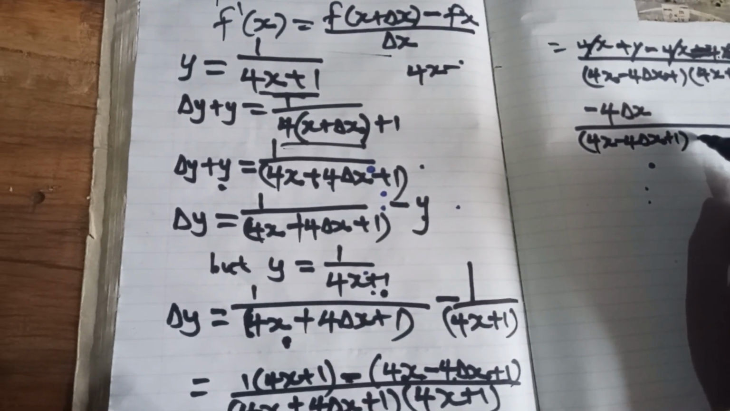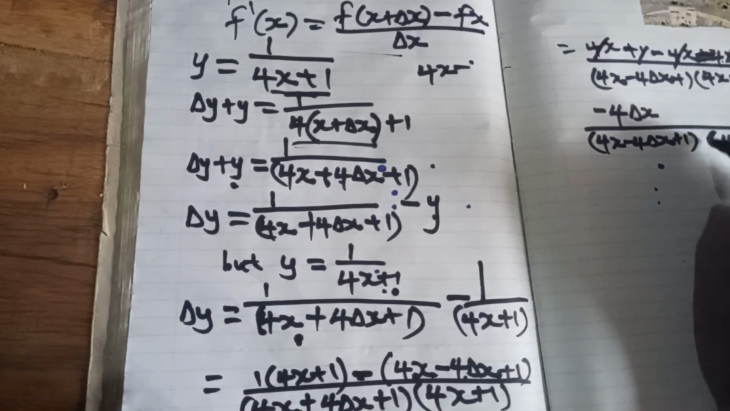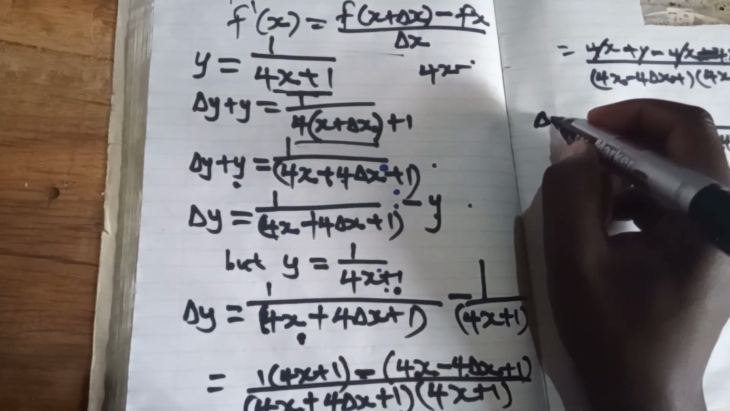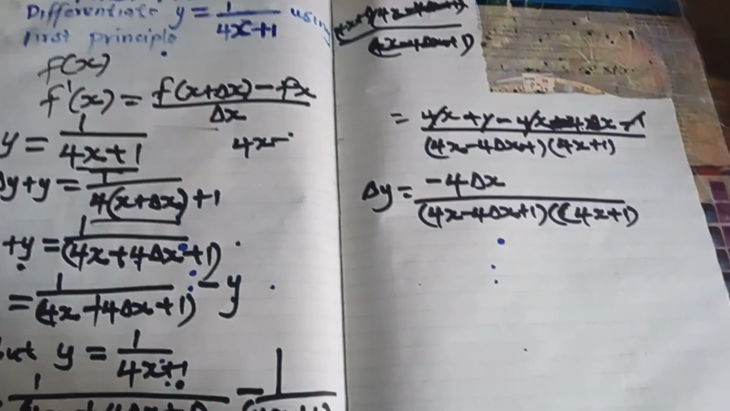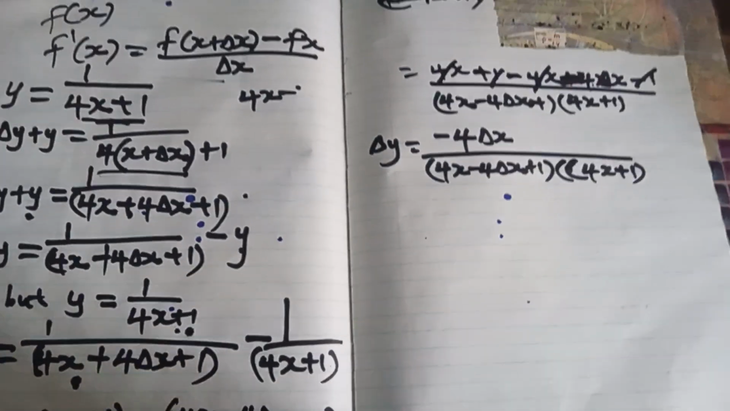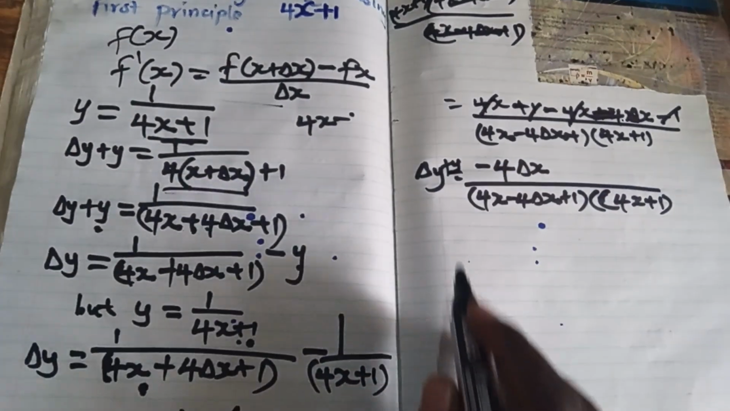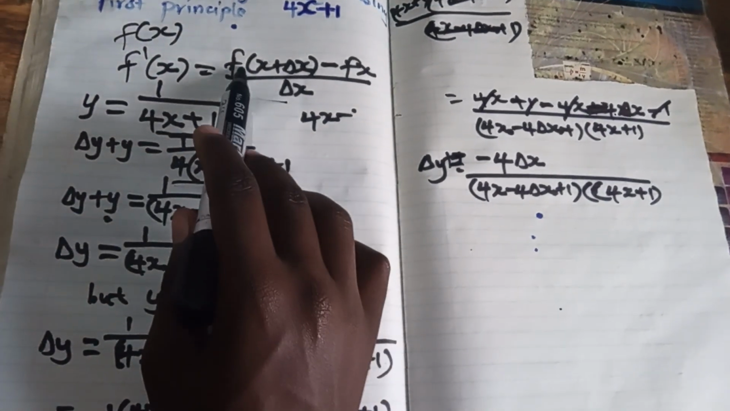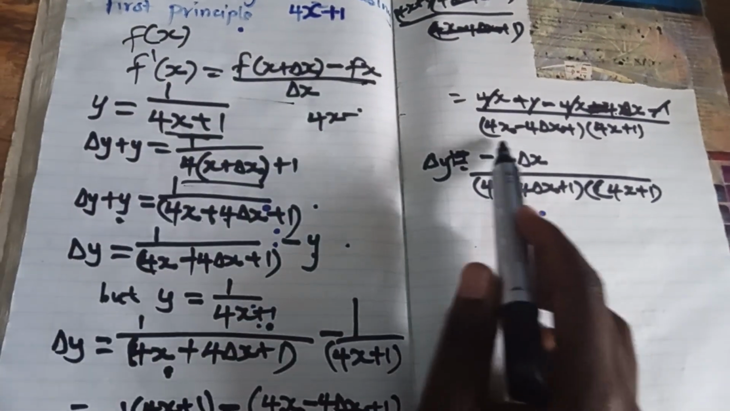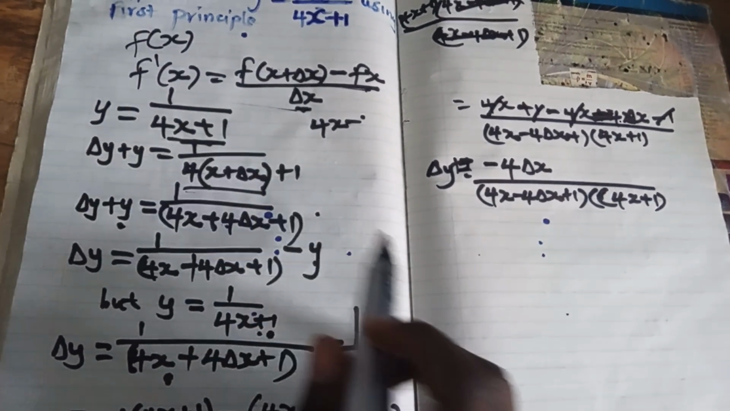Then we say in brackets we have 4x plus 1. Are we getting it? So this was change in y being equal to this one. Then what we do, it was change in y, yeah, change in y. We have to divide through. Now we have done the upper side, which is this one. Now we have to divide through by change in x.